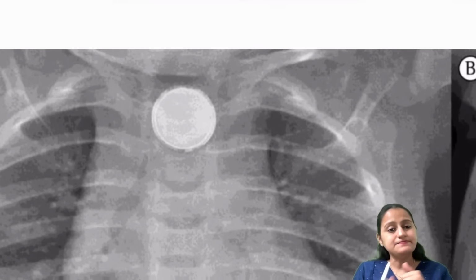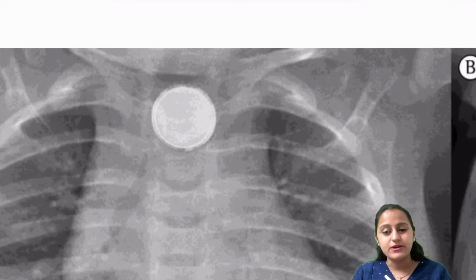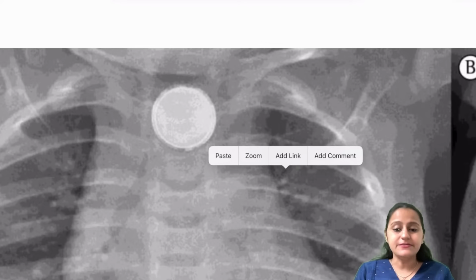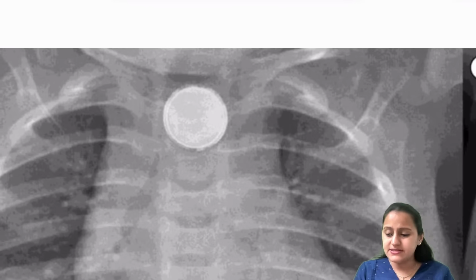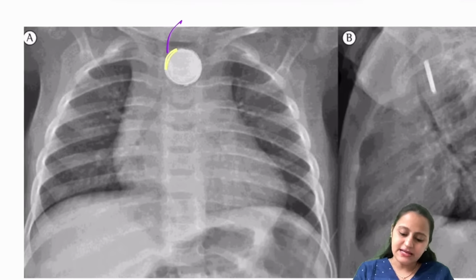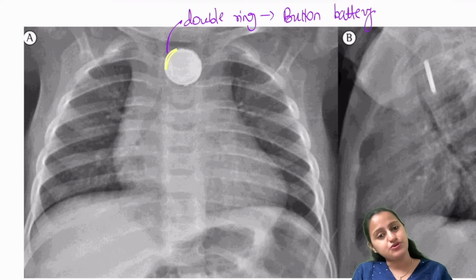And what is this one? What are you seeing here? Again, a recent favorite for the exam. You can see the double ring appearance here. So what does that double ring indicate? The double ring appearance basically indicates this is not just a coin. Okay, this is a button battery and not just a coin.